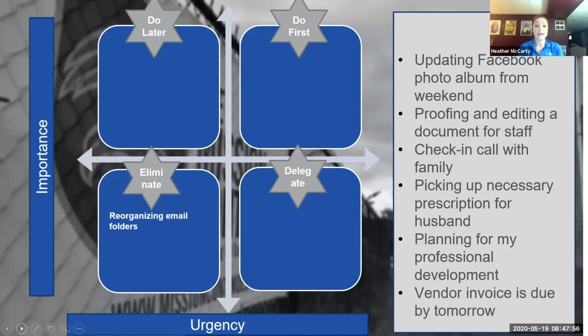The next thing, I had an event this past weekend with my girls and took a ton of photos. And I've been thinking about how I need to update the photo album on Facebook to show those.